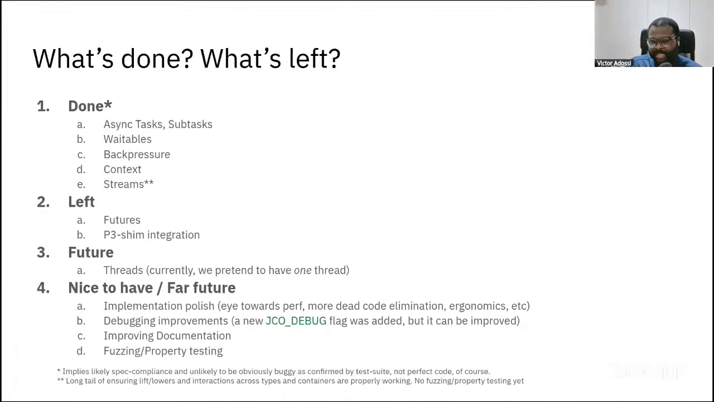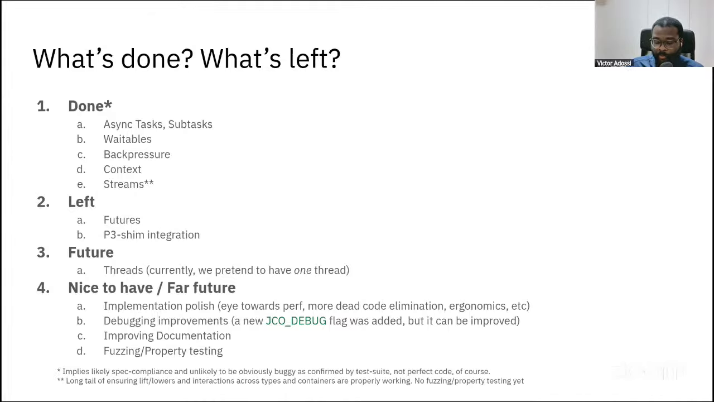And after this, what we have left is futures, which are basically streams but simpler, with slightly different caveats, and P3 shim integration. Now, the P3 shim work is actually at one level already done, and an initial implementation is there. Thanks to Tomasz for working on that. And we've written it in such a way that it should be simple to integrate, but it is just one of those things that we have to actually integrate and put the two pieces together once the base level of streams and futures is done.